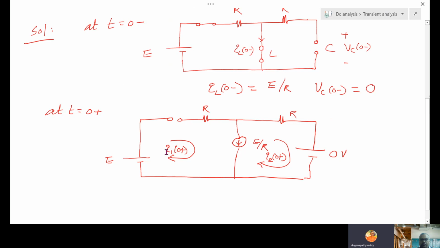Look, when this is open, what is this loop current? 0, right? So i1(0+) is 0. This current is 0 because here it is open. Then i2(0+) going up, what is coming down? E by R. Therefore i2(0+) must be minus E by R.